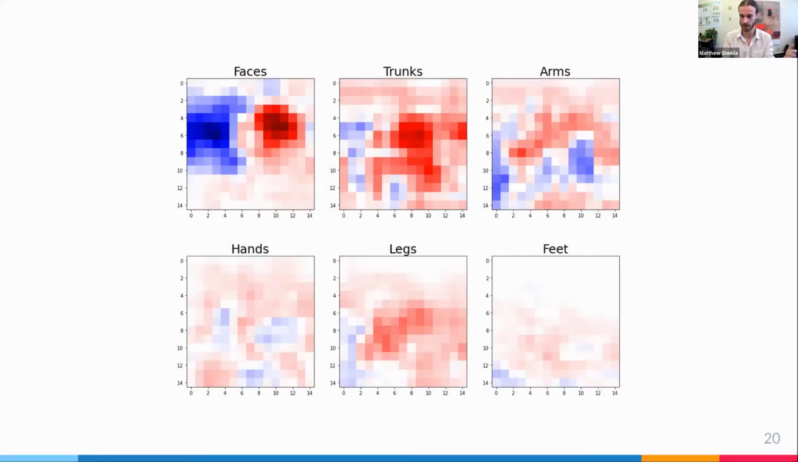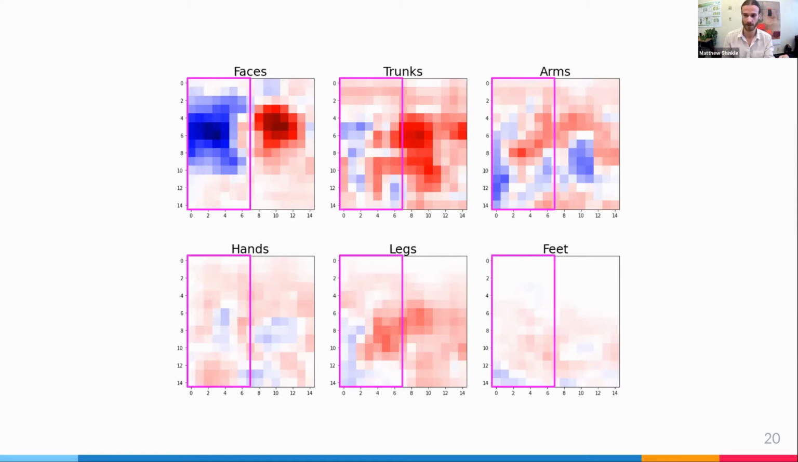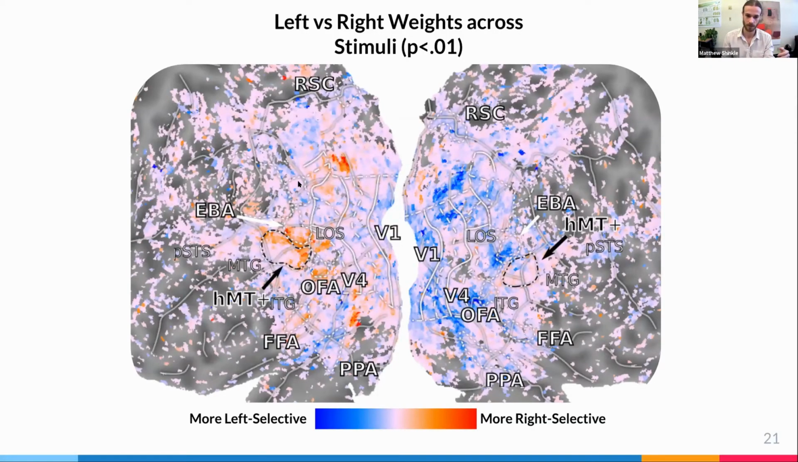Finally, we also wanted to see whether these regions may vary in selectivity to different visual field regions. So we took the average weight for any body part in the left portion of the visual field and the average weight for any body part in the right portion of the visual field. By subtracting one of these values from the other, we got a continuous metric of selectivity to the left or right portion of the visual field. And so, as generally expected, we see contralateral tuning in a lot of the visual system.